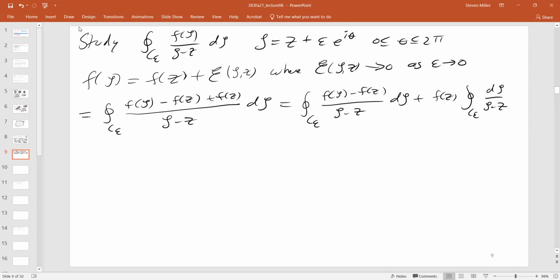So you could try to see, is it enough to just use continuity? Or we can say here, as f is holomorphic, this quotient is bounded. So the integral in absolute value is thus at most 2 pi epsilon times the bound, therefore it goes to 0.